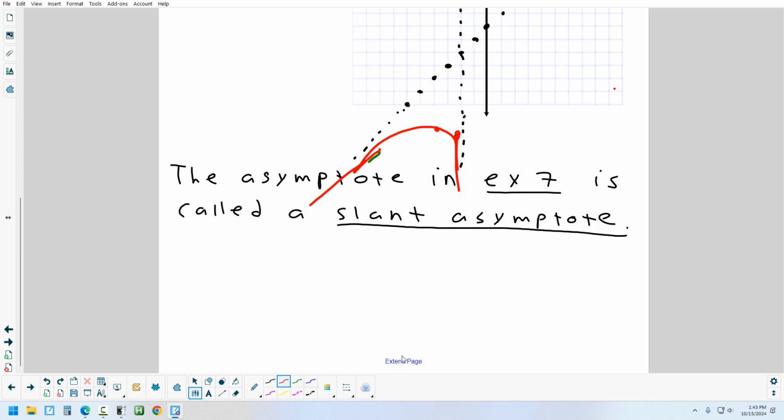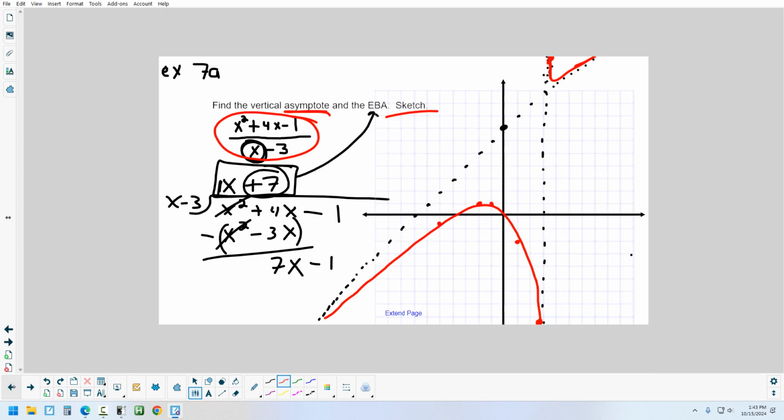So it's both of those asymptotes together? Yep. That was a slant, and that other one was also a slant. So the EBA and the vertical asymptote is the slant asymptote? Well, no, the vertical asymptote is a vertical asymptote. The slant is just the one that's on the slant. So the EBA is the slant? Yes. The EBA is the slant.